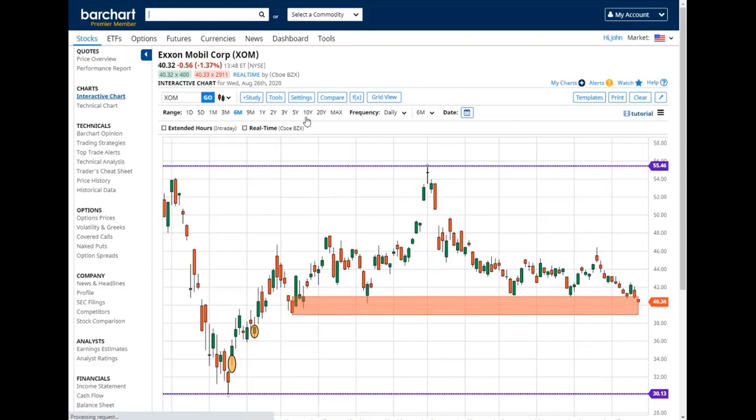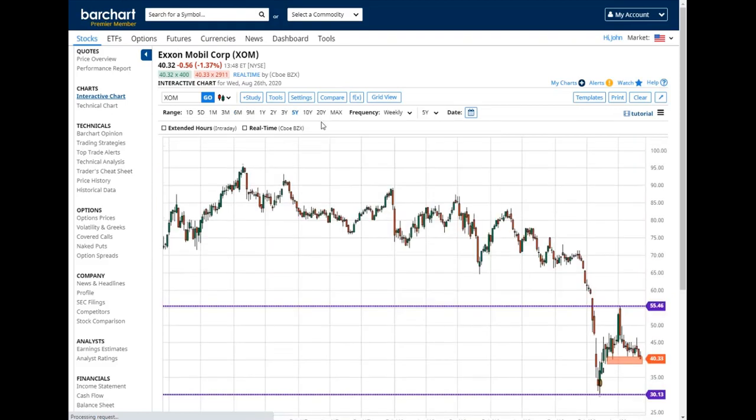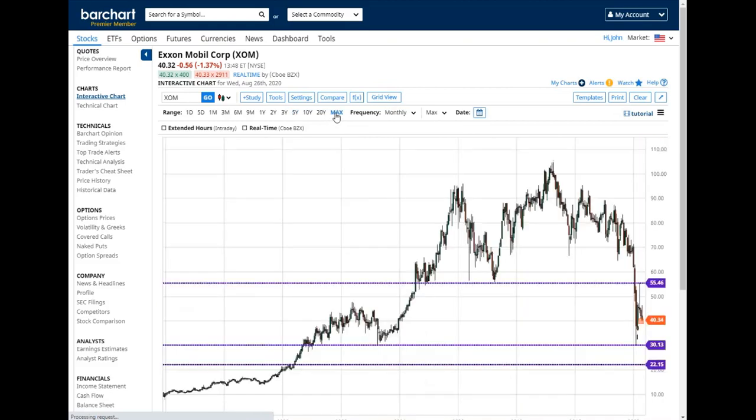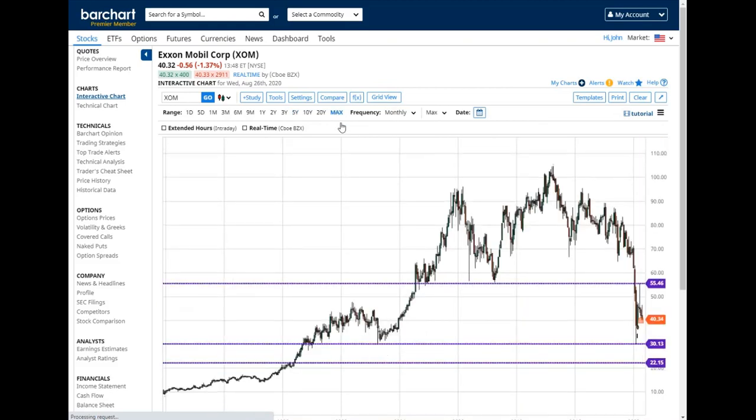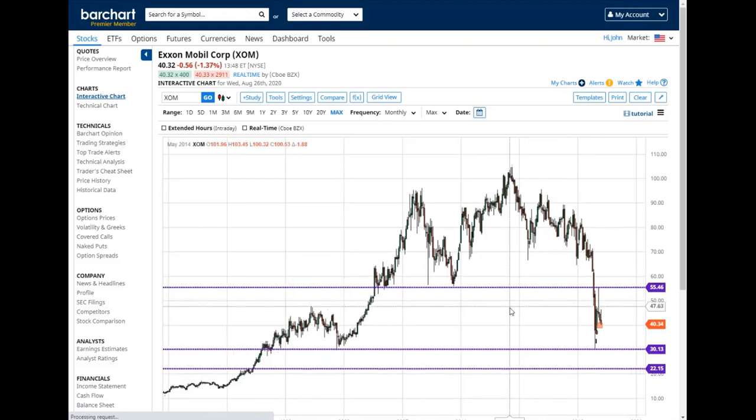Now let's look at a much higher time frame. Let's go back to a 5-year weekly. Let's even go back as far as we can go. And gosh, you can see that the last time we fell down here, where we made that swing low around $30, that was in reaction to where price started this whole big trend before.